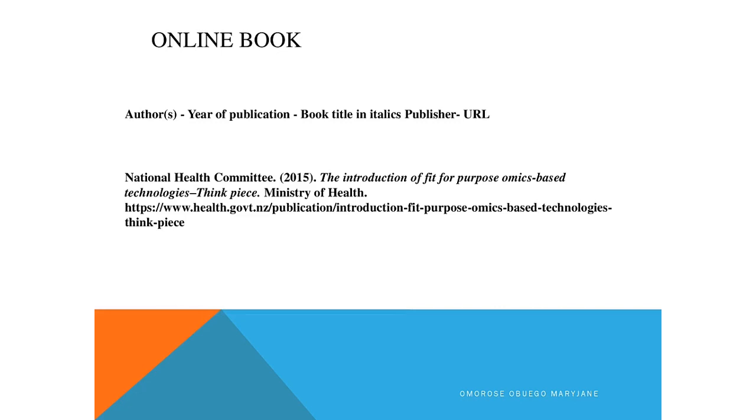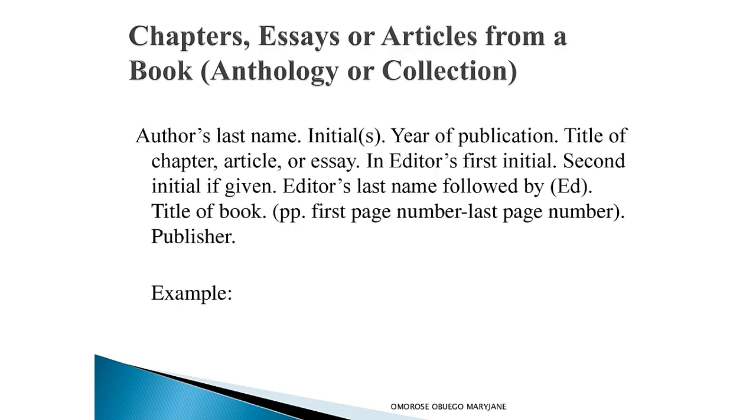If you are citing a book that has chapters, essays, or articles from a book that's more like a collection, the first thing you do is the author's last name, followed by the initial, then year of publication, title of the chapter or the article or essay. Then for editors, you start with the editor's initial first before writing the surname. If there is more than one editor, put the second editor's initials first, followed by the surname, then the title of the book, put the page number and the publisher.